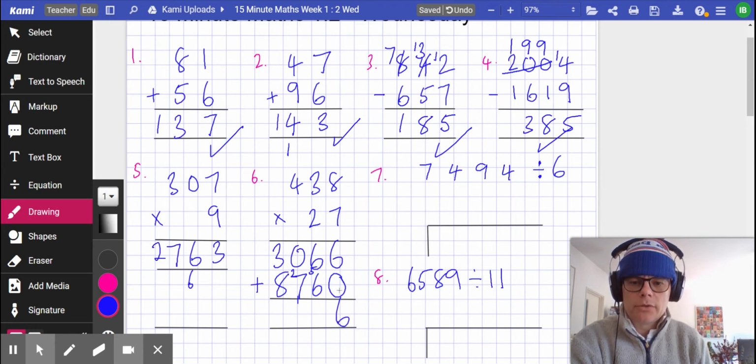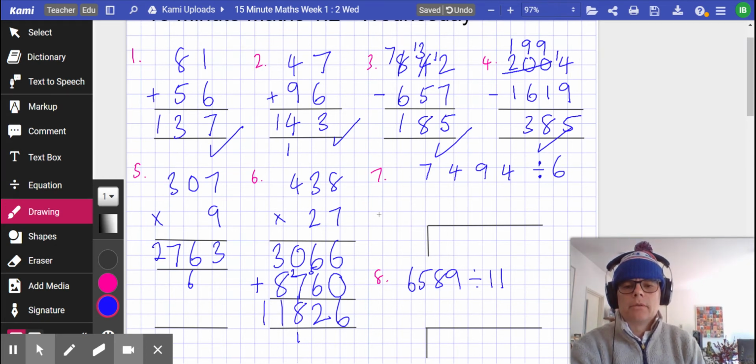This is 20 lots of 438. This is 7 lots of 438. And we get 6 plus 6 in the tens is 12. We get 7 plus 1 is 8, and 8 plus 3, 11. So there we go. Oops.